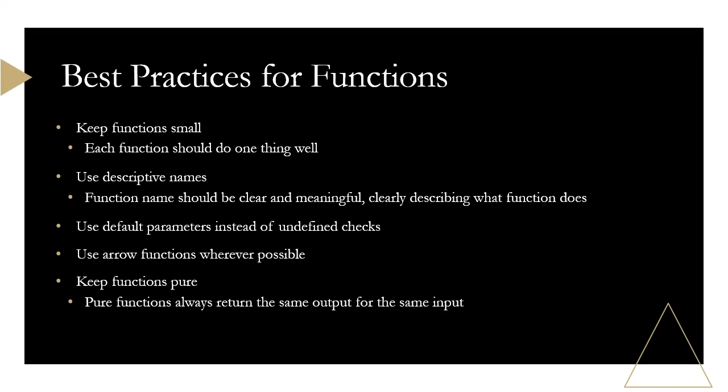Keep functions small. Each function should do one thing well. Use descriptive names. The names should be clear, meaningful, and clearly describing the function's purpose. Use default parameters instead of undefined checks. Use arrow functions wherever possible, and keep functions pure, which means always return the same output for the same input. With these principles in mind, you're now ready to write clean, reusable functions. Next, we'll dive into objects.